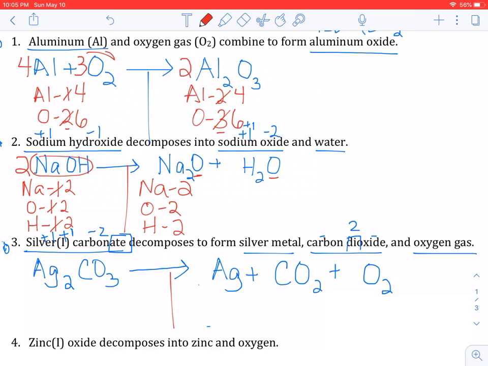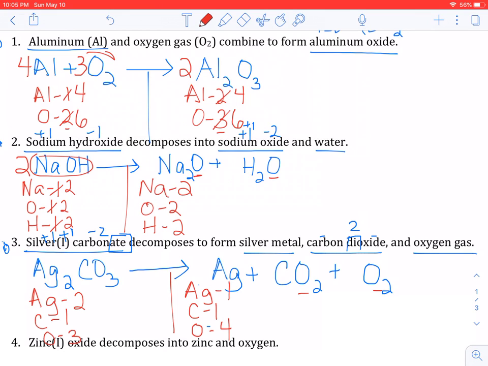Okay, so I have Ag, I have C, and I have O. On the left, I have 2 Ags, 1 C, and 3 O's. On the right, I have 1 Ag, 1 C, and 2 O's here and 2 O's here, so I have 4 O's, actually.